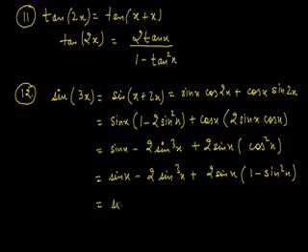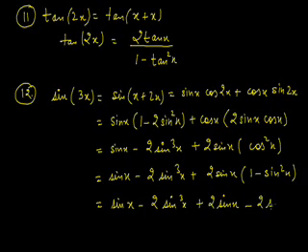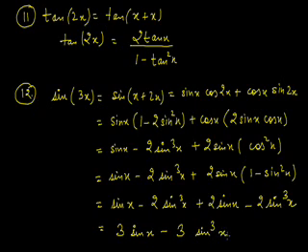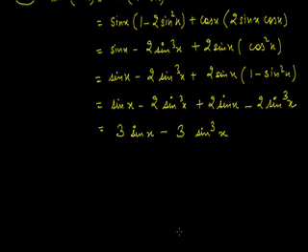So it will become sin x minus 2 sin cube x plus 2 sin x minus 2 sin cube x. So on simplification, the formula will become 3 sin x minus 4 sin cube x. So sin 3x can be written as 3 sin x minus 4 sin cube x.